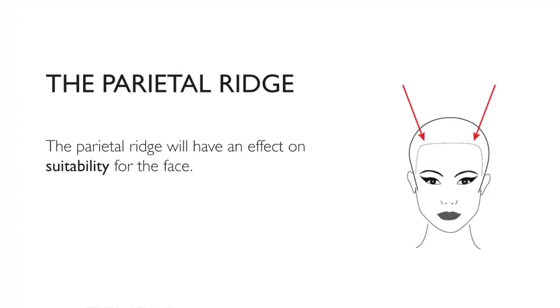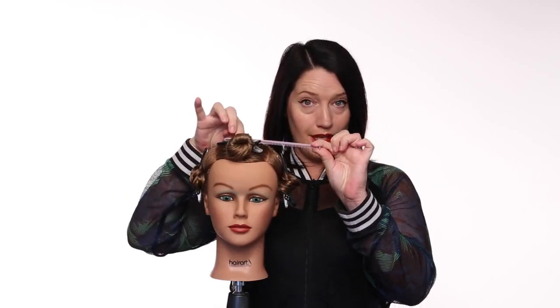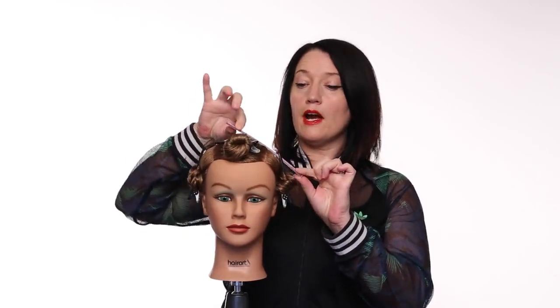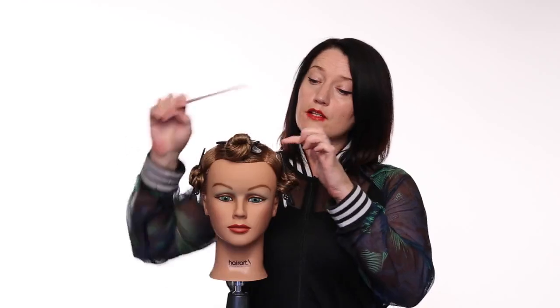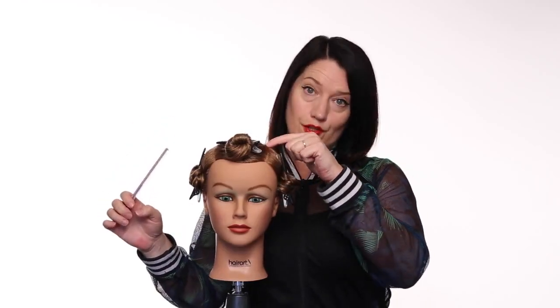The first area that I would look at is the parietal ridge. The parietal ridge can be found by using your comb. Place your comb on the top of the head and then simply round the comb through into the sides. Where you find that round balance point, that's where we're going to section off for the top area.